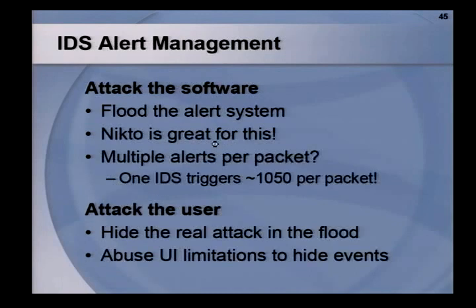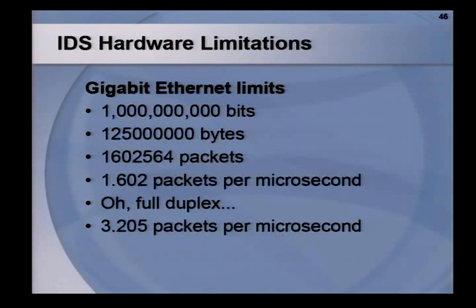Let's see, where am I with this? Okay, hardware limitations. How many people have heard someone saying, my IDS can do 1 gigabit per second? Everyone loves throwing that number around. That's like, you're not a real IDS unless you can do 1 gigabit. Well, 1 gigabit's a whole lot of bits. I mean, it's a lot of bits.